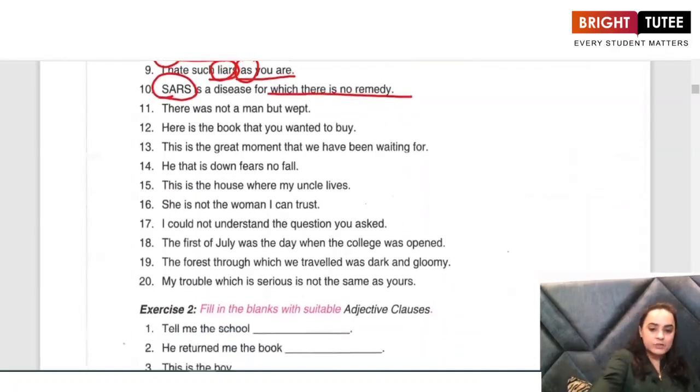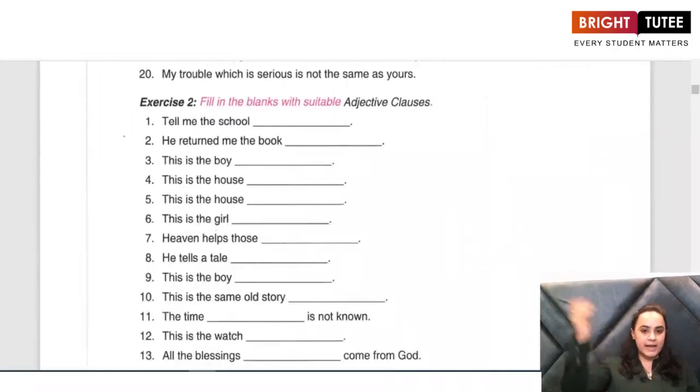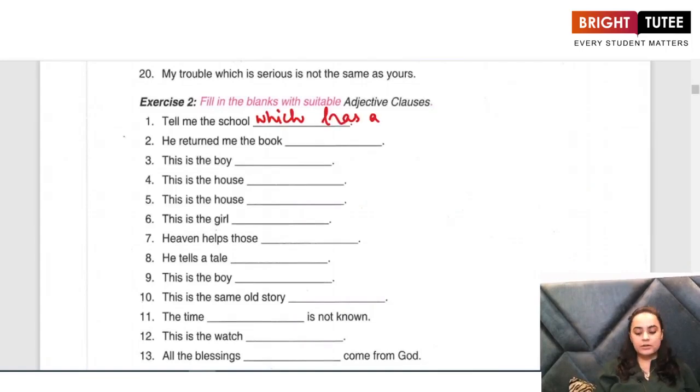Okay. Now the next question is you have to fill in the blanks with suitable adjective clauses. Again, there are multiple ways in which you can fill in the blanks as per your own convenience. I shall do the first 5 with you. Tell me the school which or that has a swimming pool. I have begun my adjective clause with a relative pronoun.